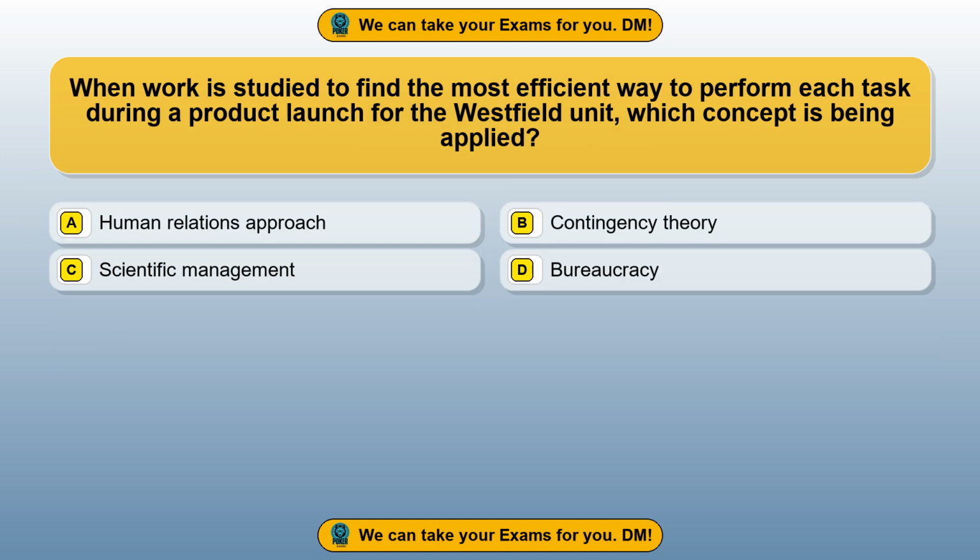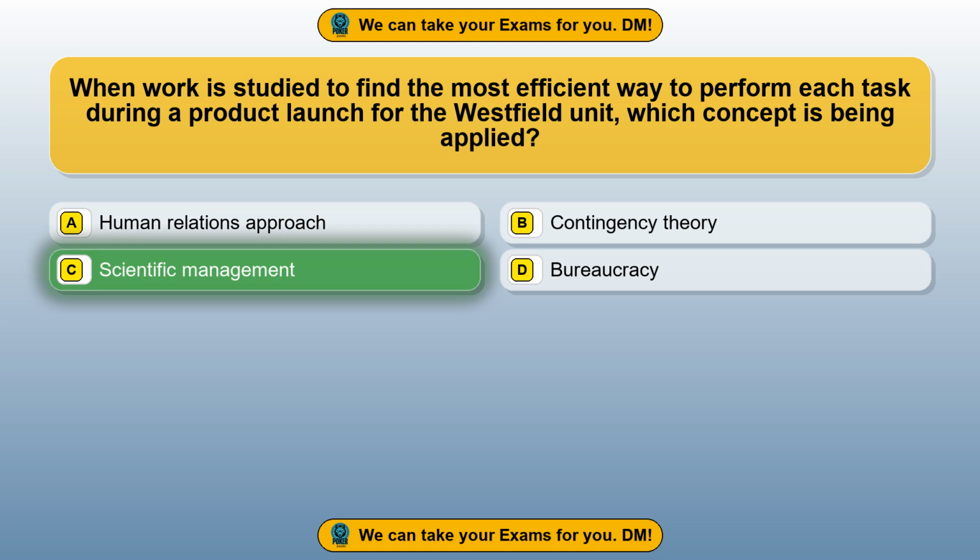Question 8. When work is studied to find the most efficient way to perform each task during a product launch for the Westfield unit, which concept is being applied? Option A, human relations approach. Option B, contingency theory. Option C, scientific management. Option D, bureaucracy. The correct answer is option C, scientific management.